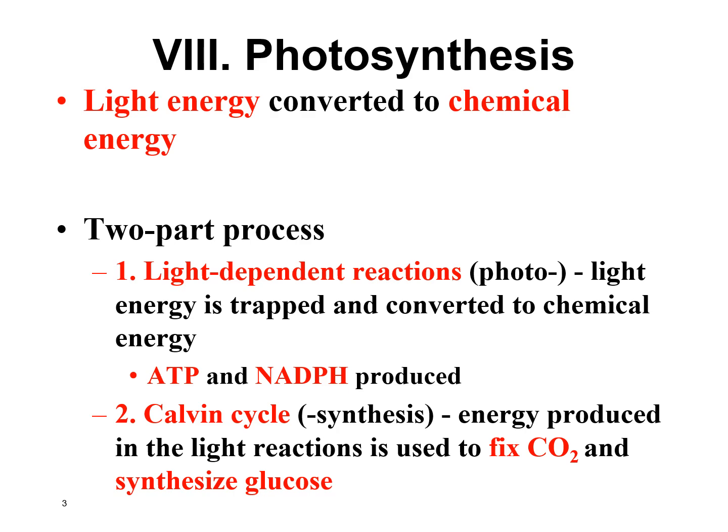So in the Calvin cycle, we're going to fix carbon dioxide, which just means we're going to take the carbon dioxide from the air and make it part of an organic molecule. And we're going to use that carbon dioxide to make glucose.